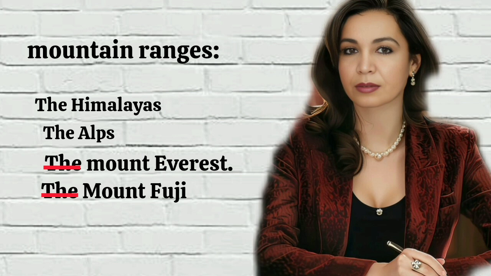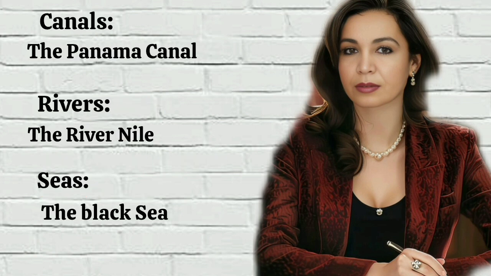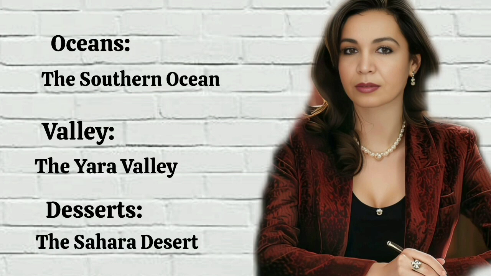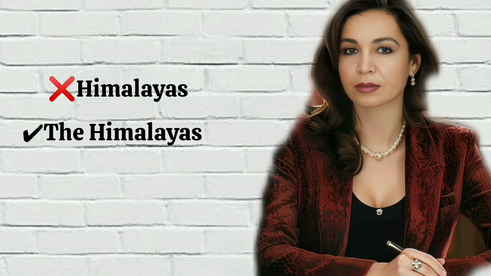Let us take a look at some examples of geographical nouns: canal names, river names and sea names, oceans, valleys and deserts. So we don't say Himalayas, we say the Himalayas.